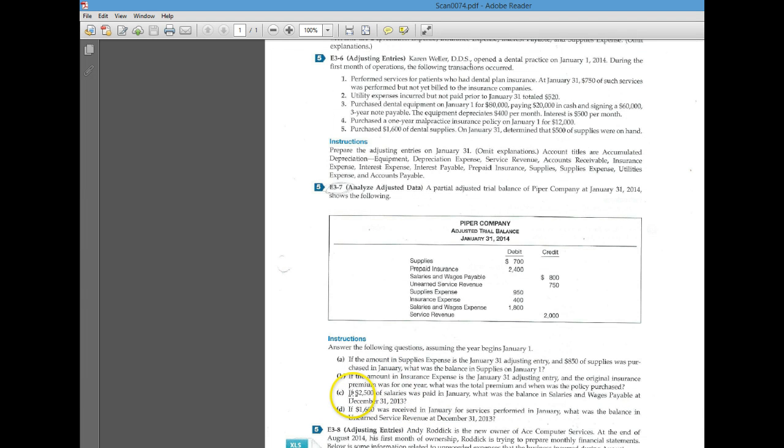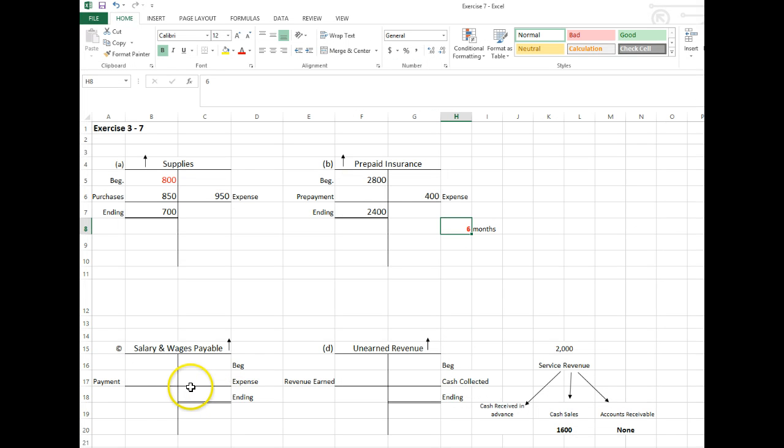For C, we see if $2,500 of salary was paid in January, what was the balance at December 31st, 2013? So notice that's really the beginning balance, isn't it? So they want to know on January 1, which is December 31st, what was the beginning balance? So we can see the payable at the end is 800. We can see the expense was 1,800 and that they paid 2,500. So we're just going to take that information and put it in here.